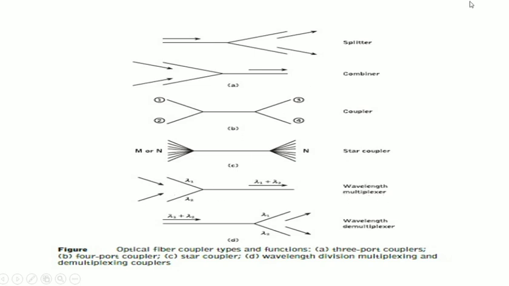So we have 4 types. One is 3-port couplers, for splitting and combining. Second, 4-port couplers, for splitting, combining and distributing. Third, star couplers, where one input is distributed to N outputs, N cross N, or for example M cross N. The last is the wavelength multiplexer, if it is combining, and if it is separating, we call it a wavelength demultiplexer. So these are the optical fiber coupler types and functions.